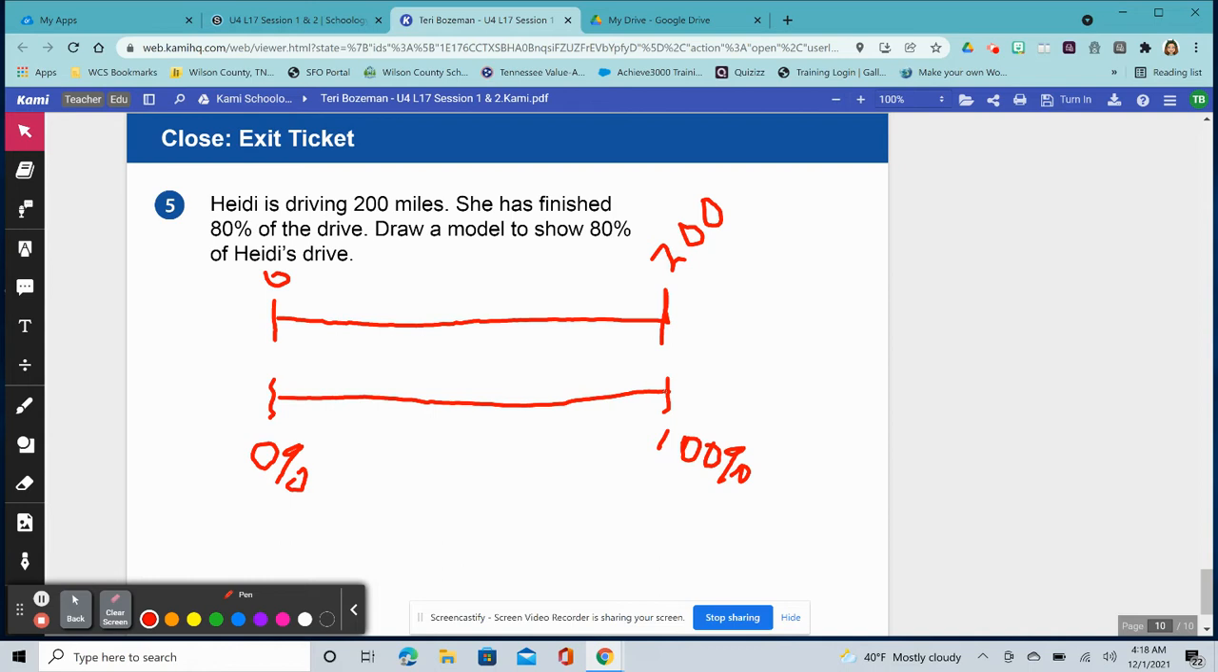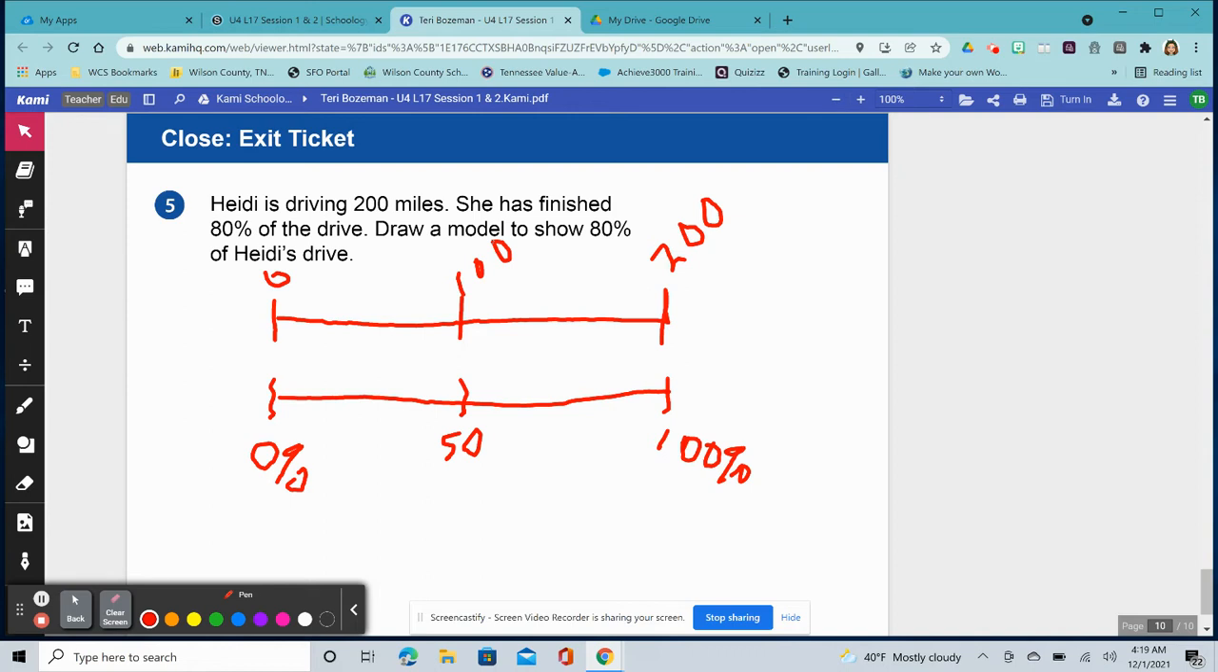So the first one I might label on here is 50%. So come to the middle of my number line, right? And label 50. And half of 200, because 50 is half of 100%, right? So half of 200 is 100.